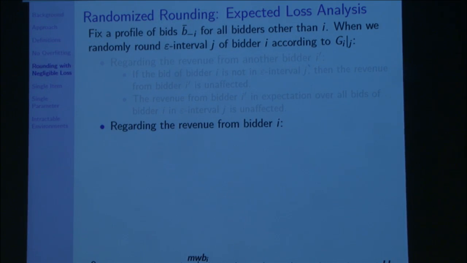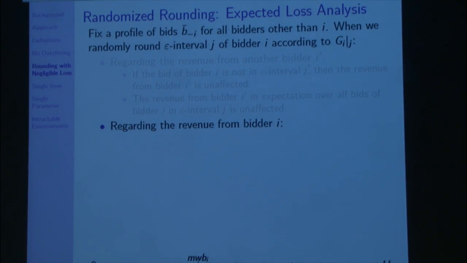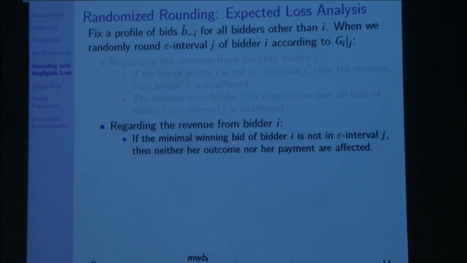What happens with the revenue from Mark? Now we're going to reason not about whether Mark's bid is in the rounded interval, but rather about whether his minimal winning bid is in the rounded interval. So if the minimal winning bid of Mark is not in epsilon interval j, then I claim that neither the outcome nor his payment is affected.